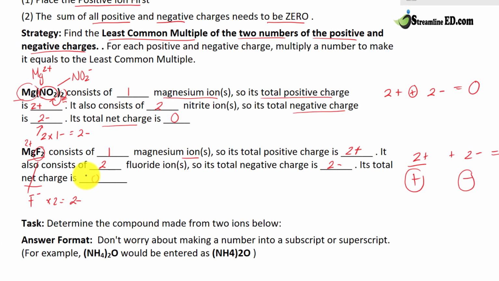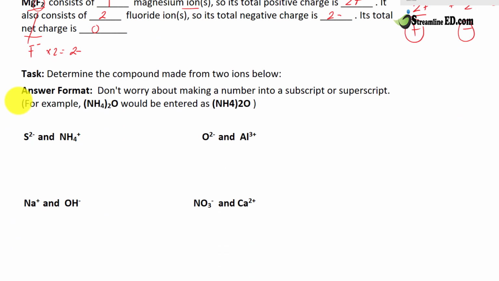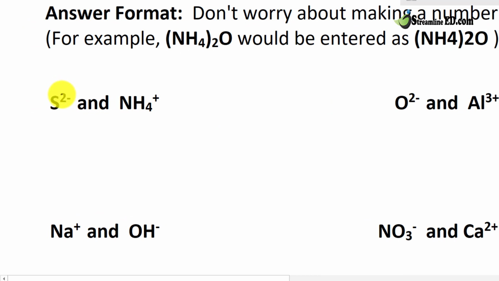Now, let's go back to the concept where we have to find the least common multiple of 2 numbers to figure out how many of the negative ions or the positive ions we need. Let's look at this one right here. Notice the charges: we have 2- and 1+. So think of the numbers 2 and 1. What is the common multiple? Multiples of 2: 2, 4. For 1: 1, 2, 3. So the common multiple is 2.